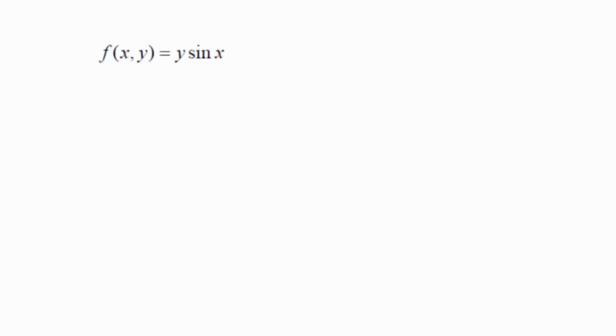Take partial derivatives. Okay, so what's the partial of f with respect to x, where f is y times sine of x? There you go, y cosine x. What's the derivative of f with respect to y? Okay, and then what do you do with both of these partial derivatives? Set them equal to 0.